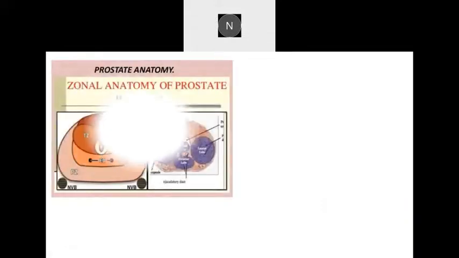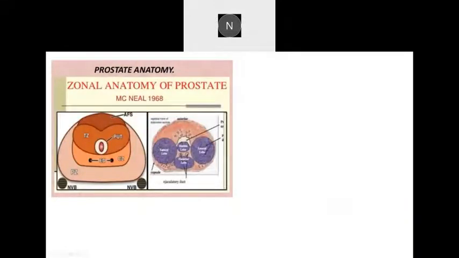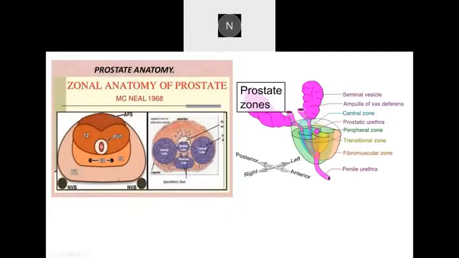This is the picture which will give you a good idea about the zones. McNeal, in 1968, described that. This is the proximal urethra, which is surrounded by the transitional zone. Then there is the ejaculatory tract, which is surrounded by the central zone, and the peripheral zone. This is the anterior fibromuscular zone. So all these are involved. 4 zones are there. This is the 3-dimensional picture of how these zones are.